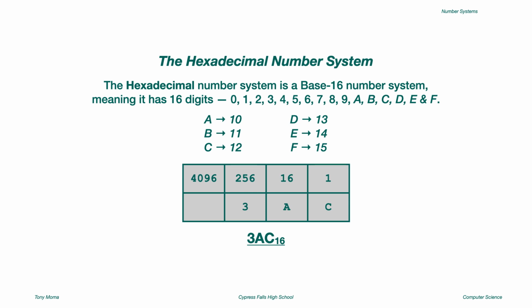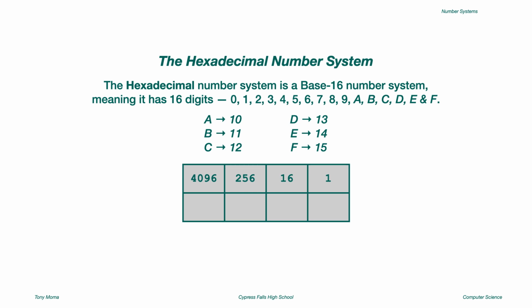Knowing that, let's multiply the top row by the bottom row, and then add up each column. When we do that, we get 256 times 3, plus 16 times 10, plus 1 times 12. Once again, recall, A represents 10, C represents 12. When I simplify that expression, I get 768 plus 160 plus 12, which simplifies to 940.